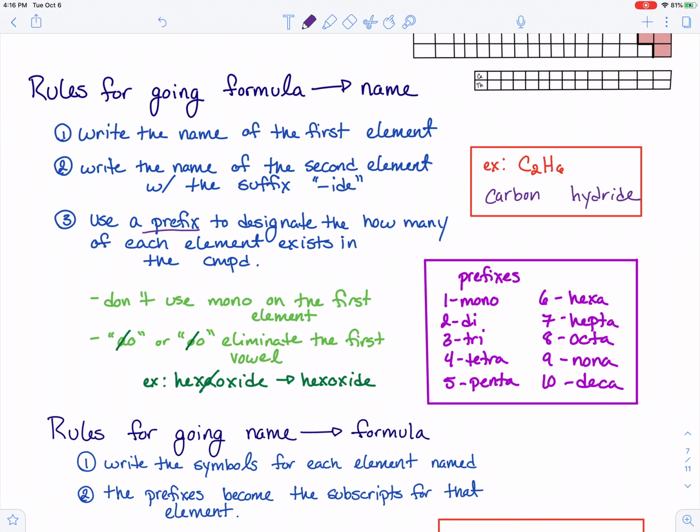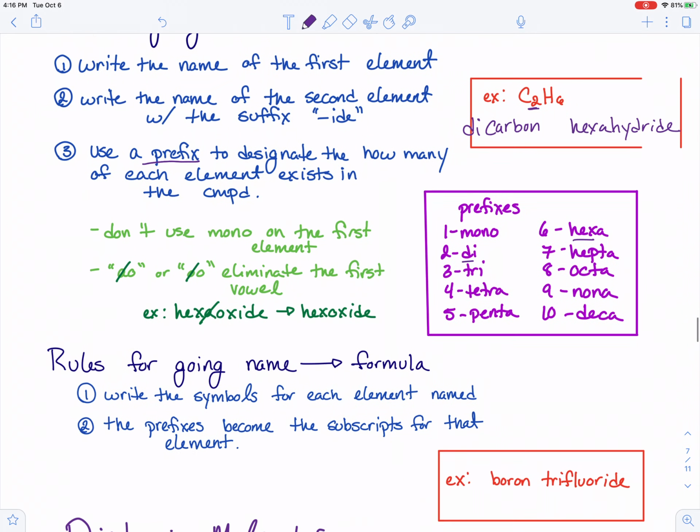And then I'm going to use prefixes, those are the ones that go before the word, to designate how many of them I have. So in this case, I have 2 carbon, and that's going to be di, so it's going to be dicarbon. And I've got 6 hydrogen. So 6 is hexa, so it's going to be hexahydride. So dicarbon hexahydride would be the name of that first element.